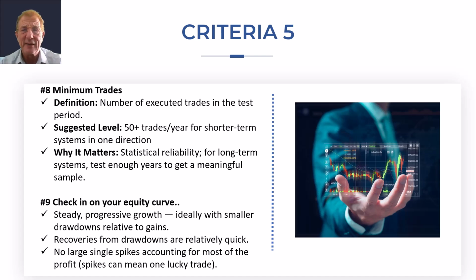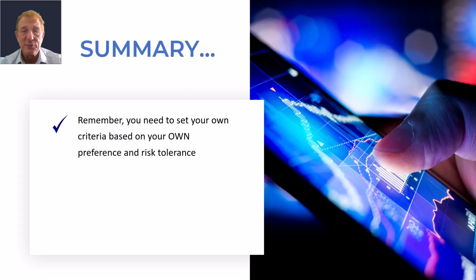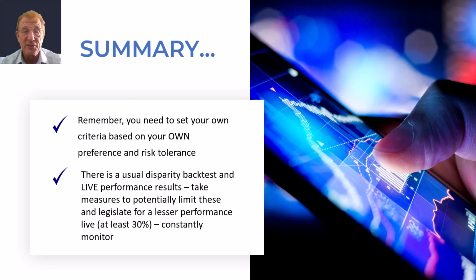So those are our 9 things I would keep an eye on. Of course, remember, as we said right at the start, you need to set your own criteria based on your own preferences, your strategies that you're trading, and of course your risk tolerance. Bear in mind there's usually a disparity between backtest and live performance results. Take measures, of course, to potentially limit these. For example, you can use things like a market regime filter and, of course, legislate for a lesser performance live, at least 30%, I would suggest.